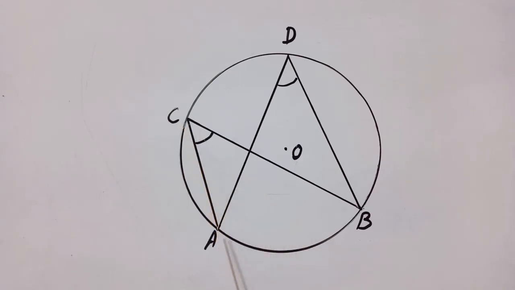So this angle is ACB, and the same arc subtends another angle at the circumference at the other point D, an angle ADB. These two angles ACB and ADB are equal in measurement because they are angles in the same segment.